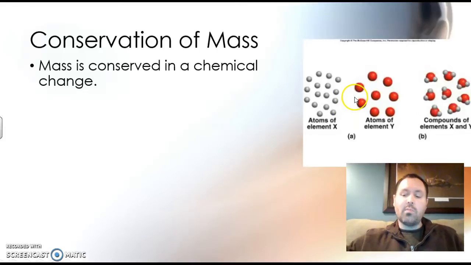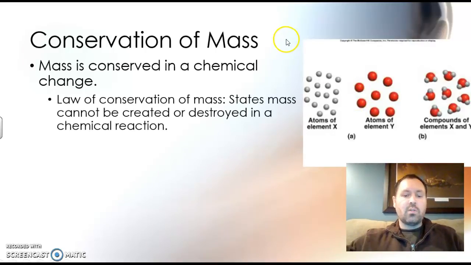The thing is, during a chemical reaction, you can't create mass and you can't destroy mass. All you can do is rearrange mass. So the law of conservation of mass states that mass cannot be created or destroyed in a chemical reaction. You can't make new mass, you can't destroy mass.